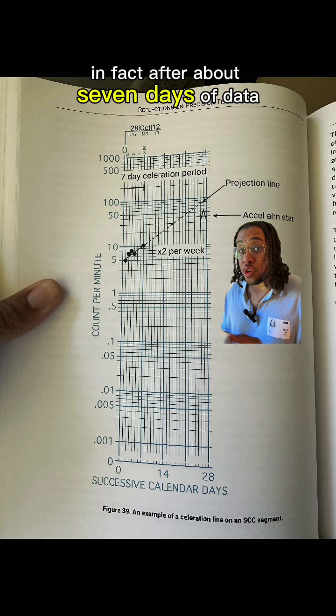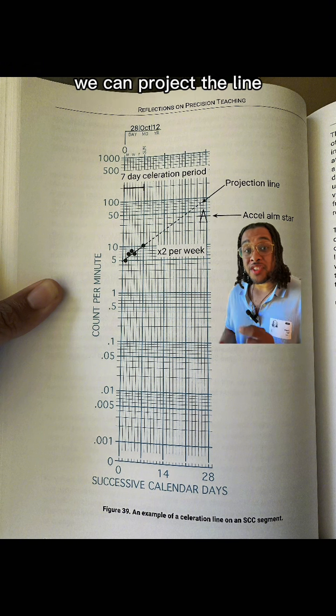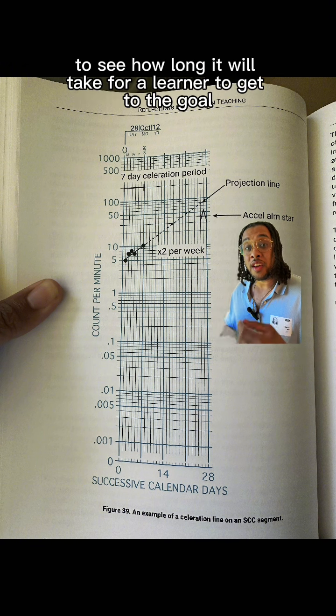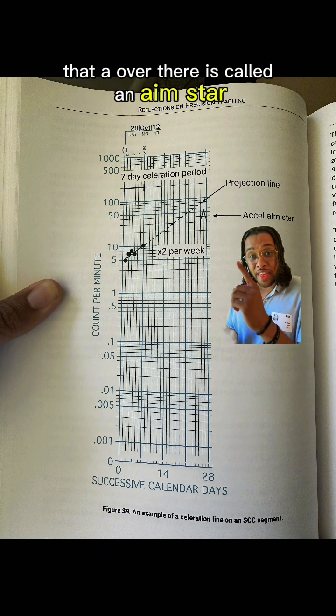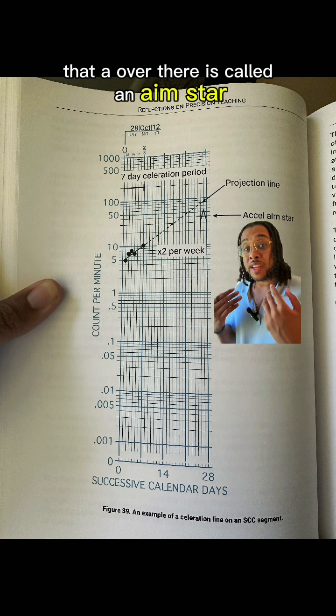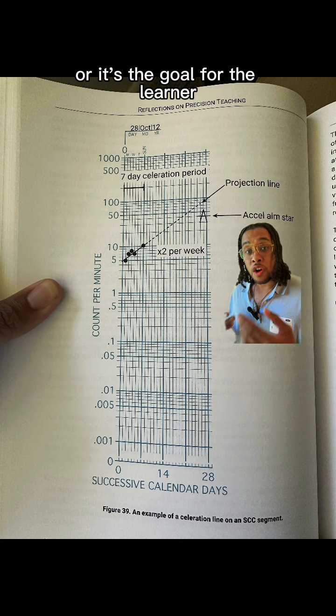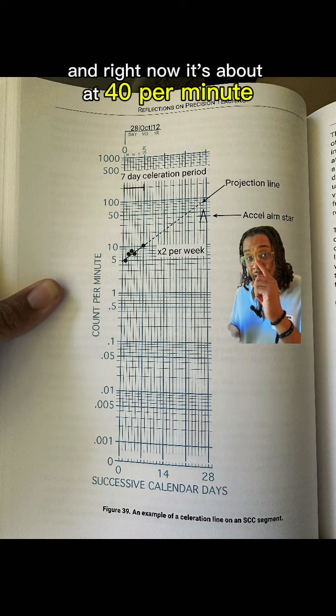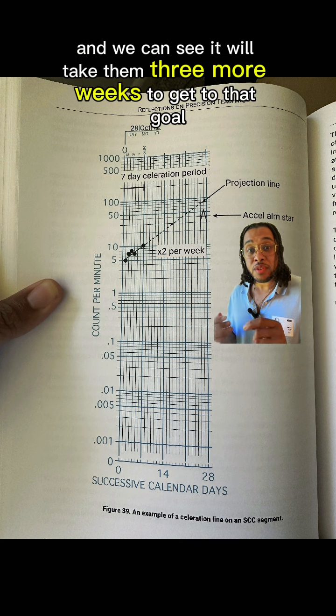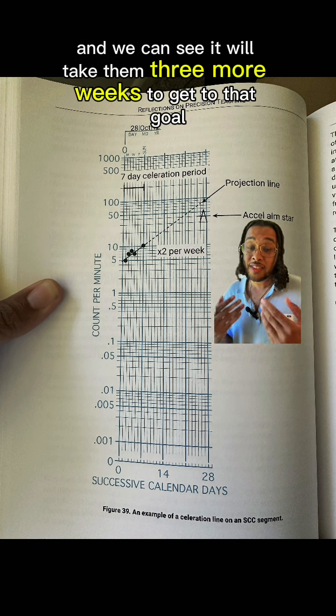In fact, after about 7 days of data, we can project a line to see how long it will take for a learner to get to the goal. That A over there is called an aim star, or it's the goal for the learner. And right now it's about at 40 per minute. And we can see it will take them 3 more weeks to get to that goal.